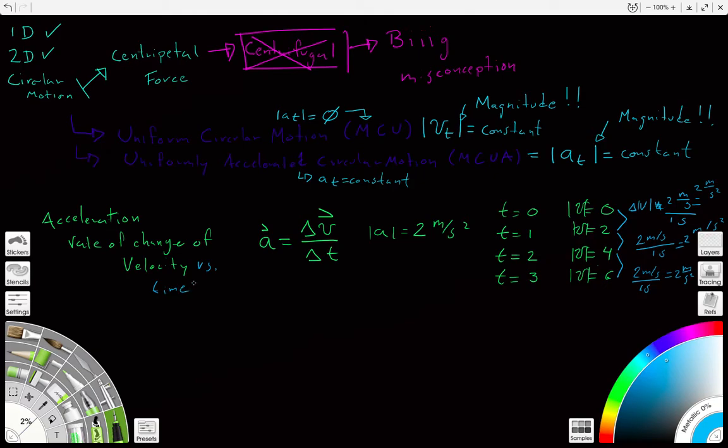This is very, very important for you guys to understand. If I am talking about the magnitude, I don't really care much about the direction. But if I am actually talking about vector quantities, my acceleration implies both a change in the magnitude of the velocity, but also a change in direction.